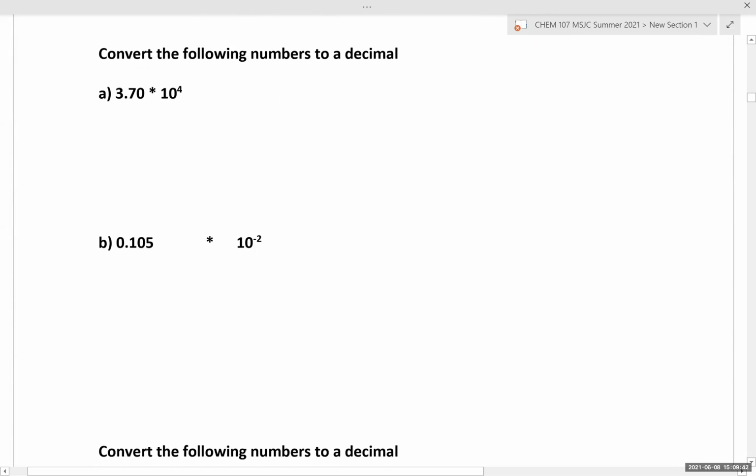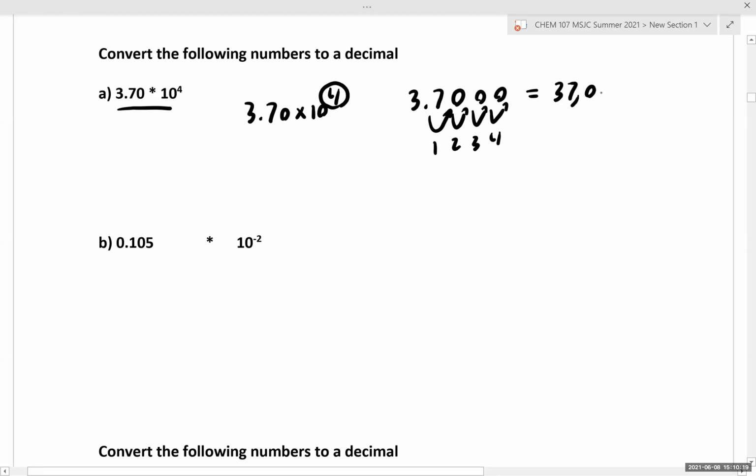And let's do some quick practice converting numbers into decimals. Suppose we wanted to convert the following number written in scientific notation or exponent form into a decimal. So in this case, if we have 3.70 times 10 to the fourth, first thing, we write out our decimal point. And then in this case, because we have a positive exponent, we move our decimal point 4 spaces to the right to give us 37,000.